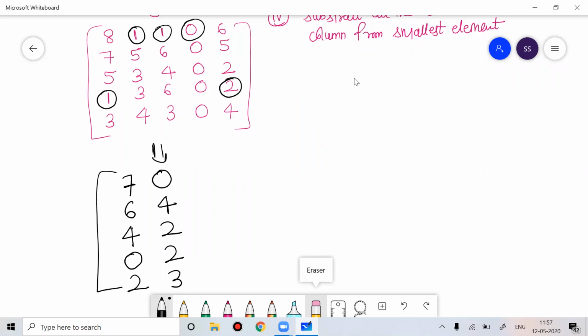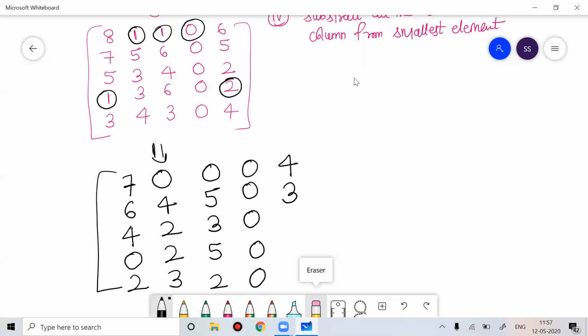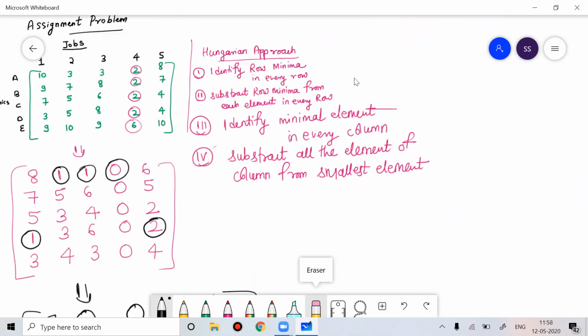Then 1 minus 1 is 0, 6 minus 1 is 5, 4 minus 1 is 3, 6 minus 1 is 5, 3 minus 1 is 2, then this is 0 0 0 0 0. Then here 6 minus 2 is 4, 5 minus 2 is 3, 2 minus 2 is 0, and 4 minus 2 is 2. So you have to do this work. So you have done row wise and column wise.